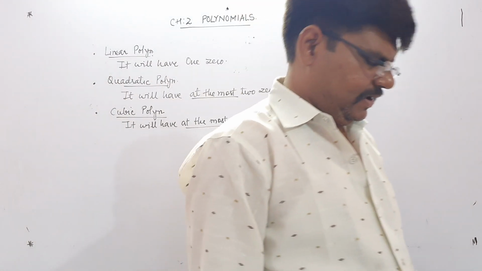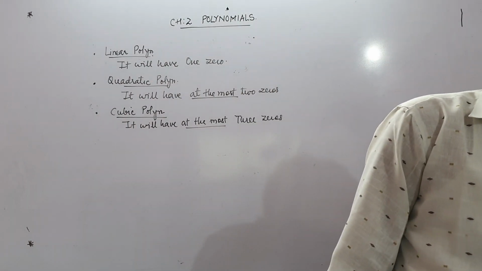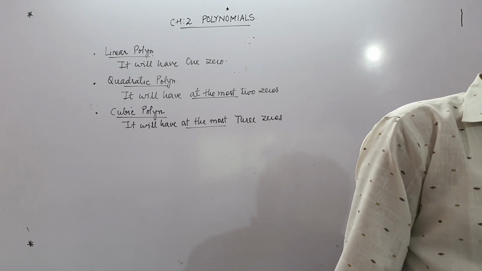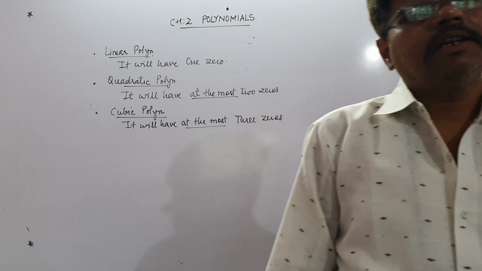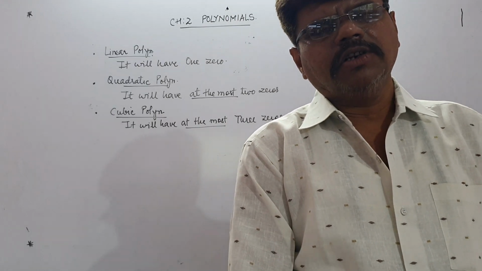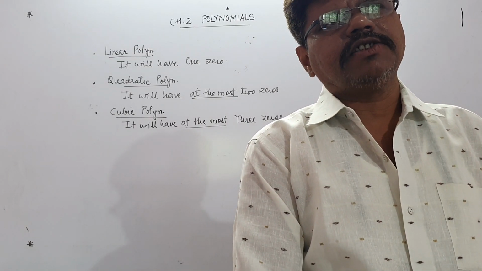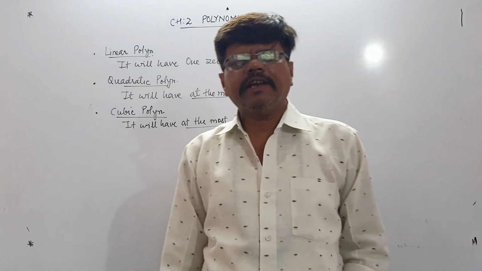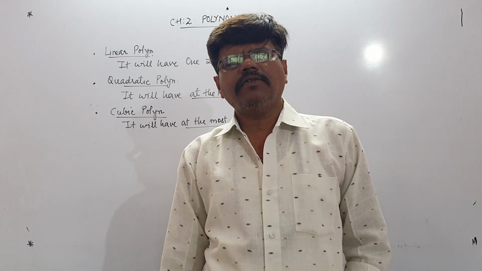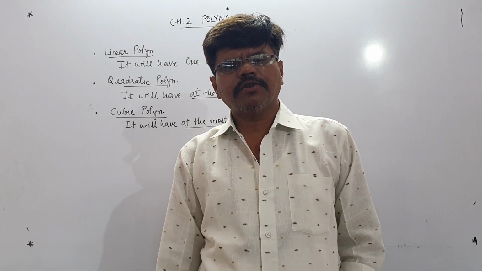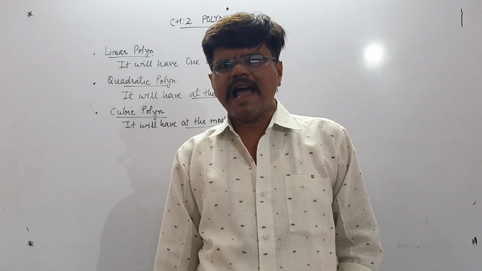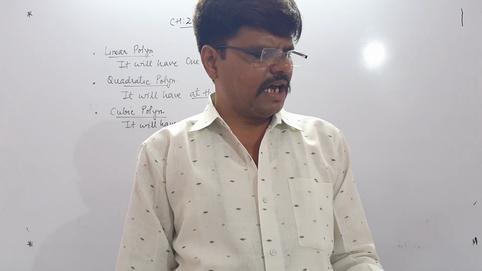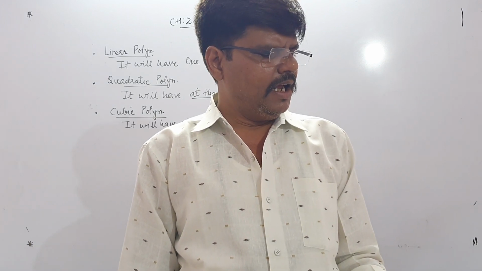Coming to the exercise, Exercise 2.1. I am solving Exercise 2.1 verbally because there is no calculation in Exercise 2.1. Still, any of the students who find difficulty in solving any of the sums in Exercise 2.1 can contact me directly. The first question is, which of the following expressions are polynomials in one variable and which are not?